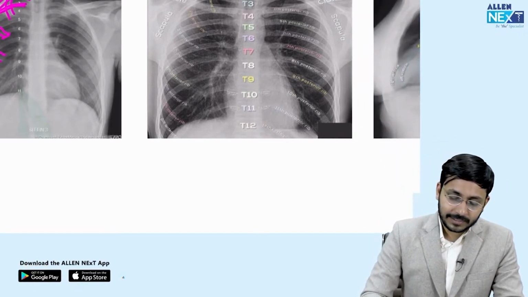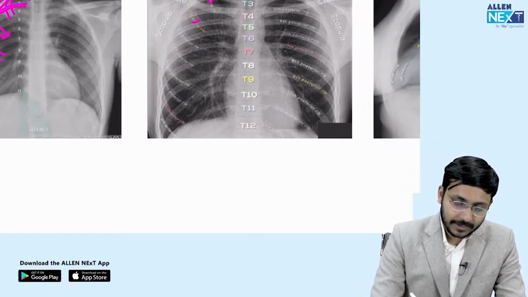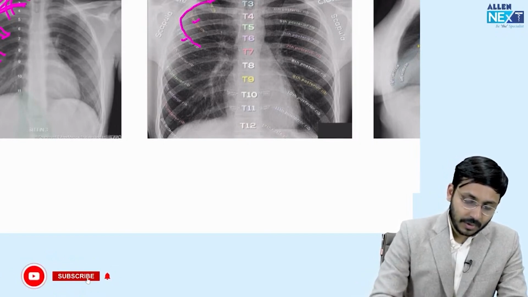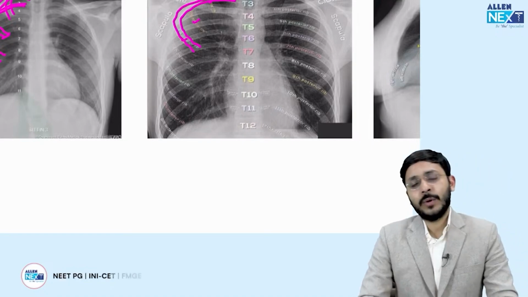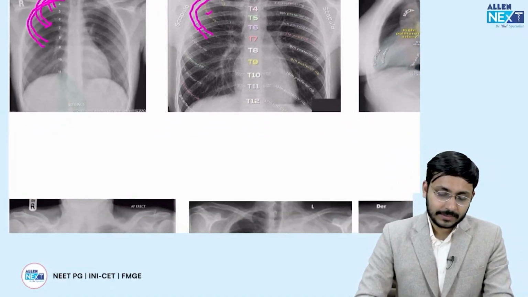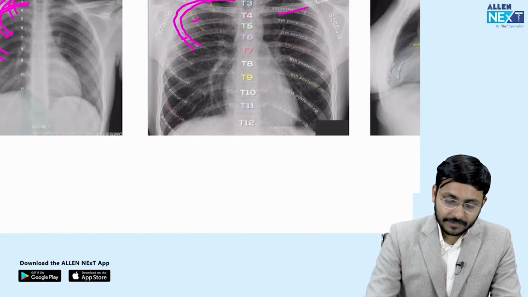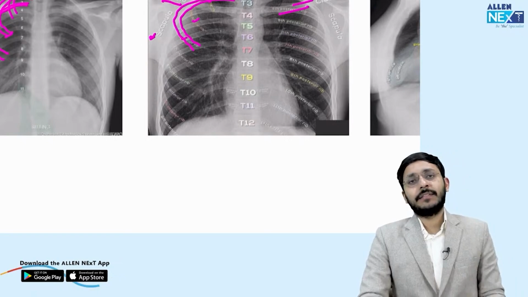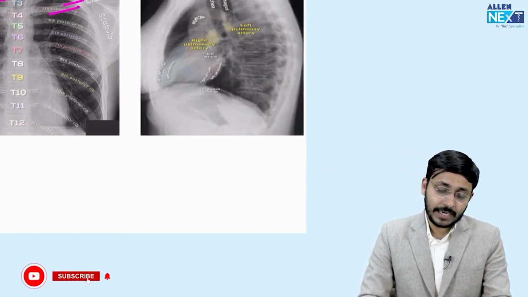So we have labeled this as well. This is the first rib, the second rib, the third rib, and we are going from anterior all the way till the posterior. Anterior to posterior. This is how we count the ribs. Similarly, these are the two clavicles. This is the scapula, and in the center we have the vertebral bodies, which are very well labeled.